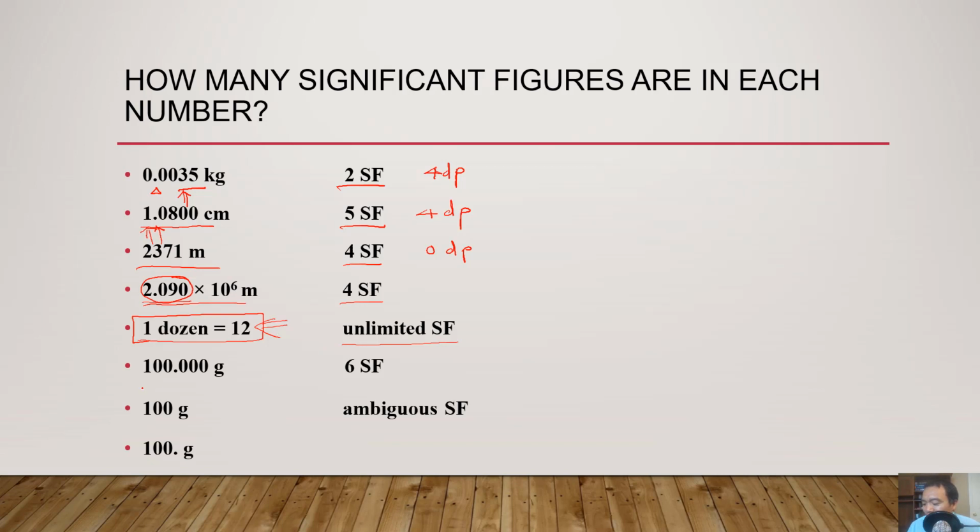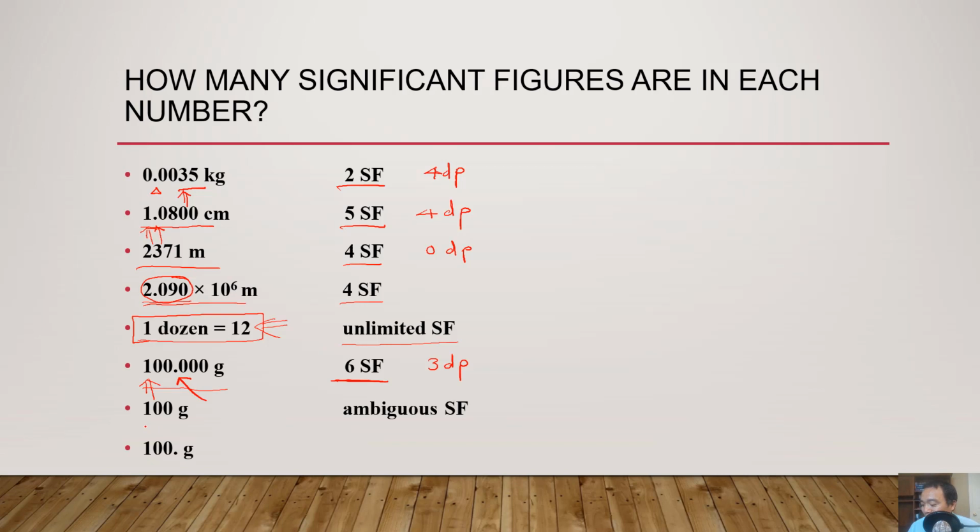Look at the next number, 100.000 grams. How many sig figs? For sig figs, you look at the first non-zero. That would be 6. How many decimal places? When you look at decimal places, you focus on the decimal point, which means you have 3 dp over here.